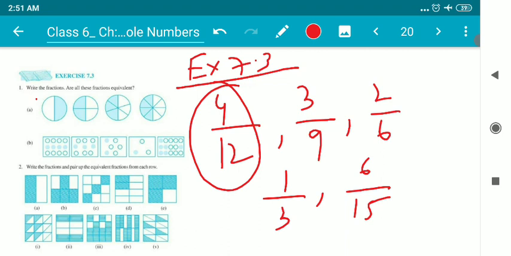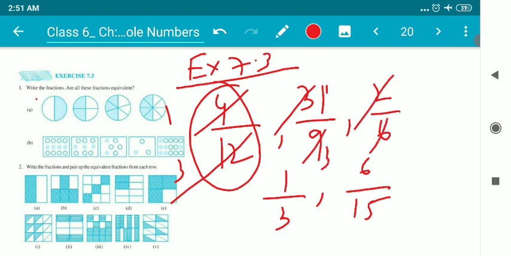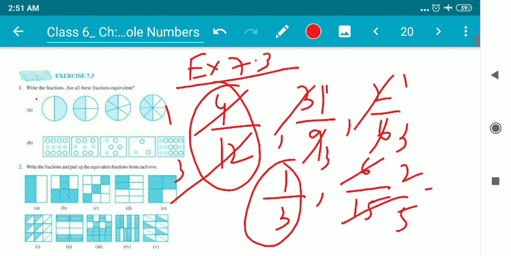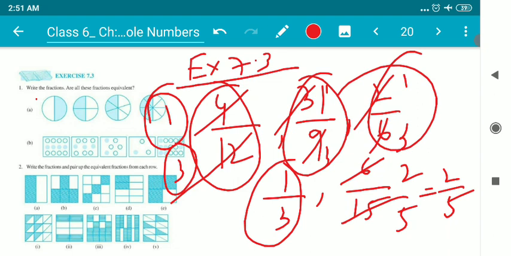Now we can check whether they are equivalent or not. Let us cancel them. 4 3s are 12, 1 by 3. Then 3 3s are 9, 1 by 3. 3 2s are 6, 1 by 3. It's already 1 by 3. And this is 3 2s are 6, 3 5s are 15. This is different, 2 by 5. All these fractions are 1 by 3, 1 by 3, 1 by 3, 1 by 3, but the last one is 2 by 5. So children, we can simply say no, they are not equivalent fractions.